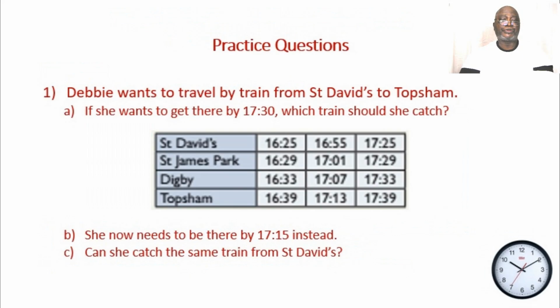Here are some practice questions. Debbie wants to travel by train from St. David's to Topsham. A. If she wants to get there by 7:30, which train should she catch? B. She now needs to be there by 7:15 instead. Can she catch the same train from St. David's? So you need to be very careful about that.